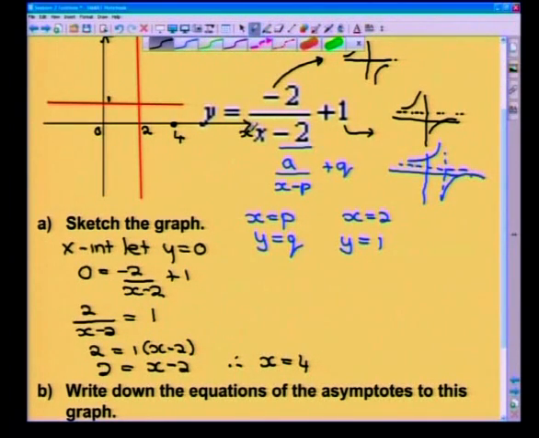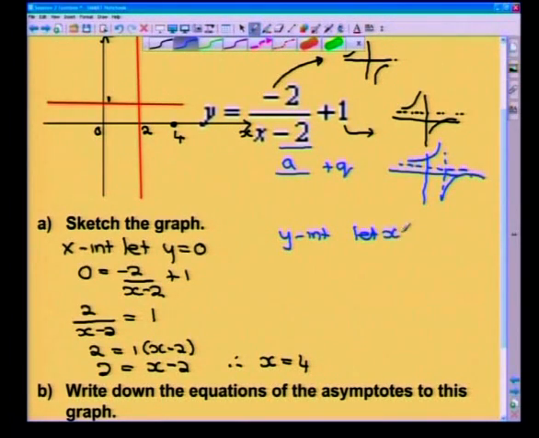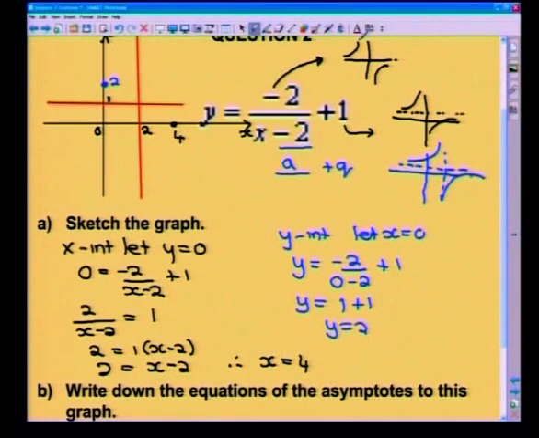Right. Now the other thing I'm going to do is find my y-intercept. My y-intercept I would get by letting x equal 0. Now that's an easier one than the previous one. So I have y equals minus 2 over 0 minus 2, plus 1. So y is equal to minus 2 over minus 2, which gives you plus 1, and so y is equal to 2. So I go over to my drawing and I put in the 2, and I'm ready to sketch.